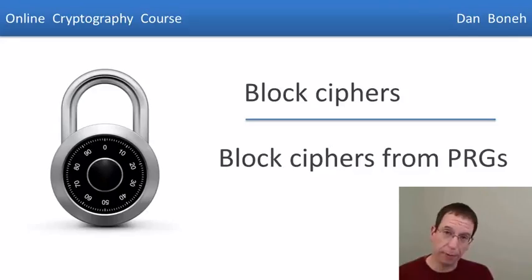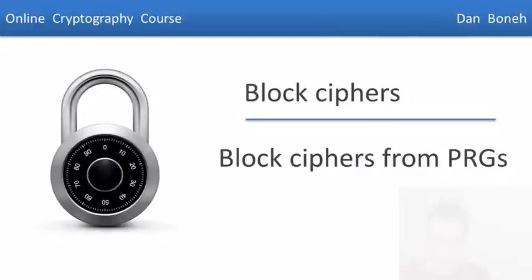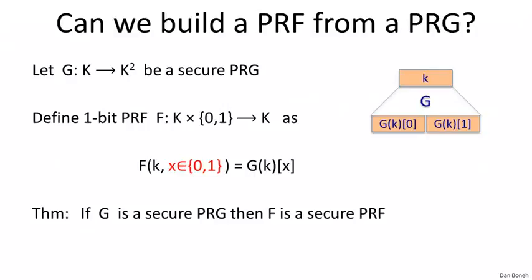In this segment, we ask whether we can build block ciphers from simpler primitives like pseudorandom generators. And we're going to show that the answer is yes. To begin with, let's ask whether we can build pseudorandom functions, as opposed to pseudorandom permutations, from a pseudorandom generator. Can we build a PRF from a PRG? Our ultimate goal, though, is to build a block cipher, which is a PRP, and we'll get to that at the end. For now, we build a PRF.